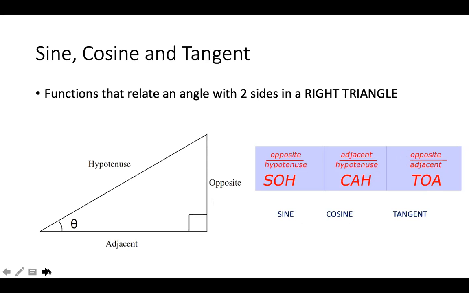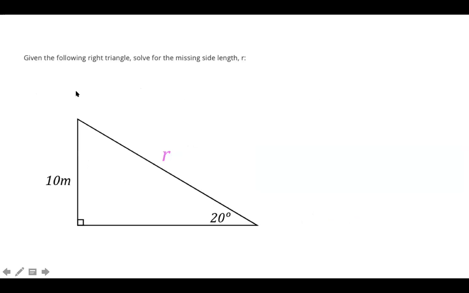So let's go over an example. This question is saying, given the following right triangle, solve for the missing side length r. Here we are given one angle measurement is 90, one is 20, and then we are asked to just know what the third measurement will be, which I already explained.